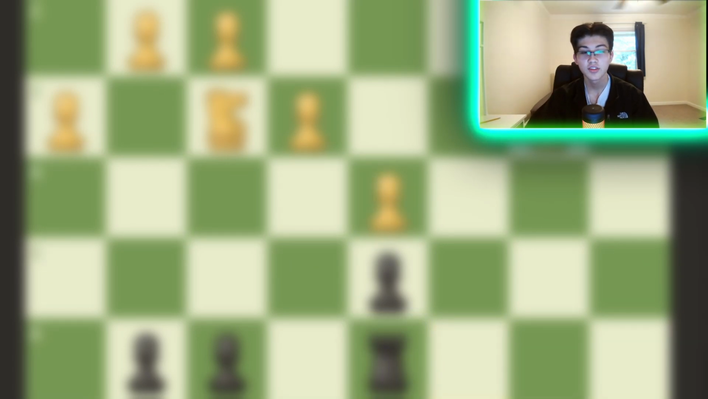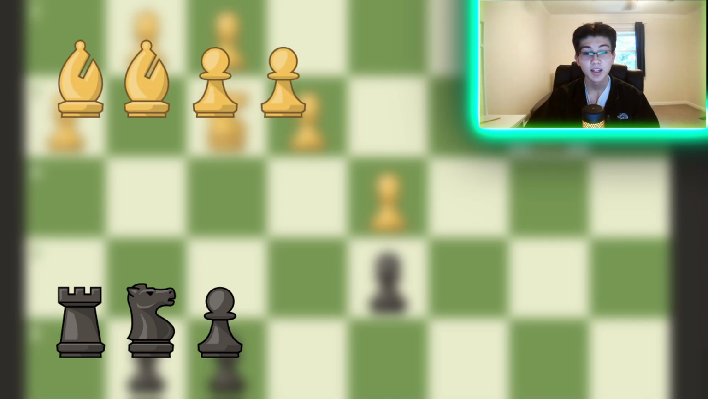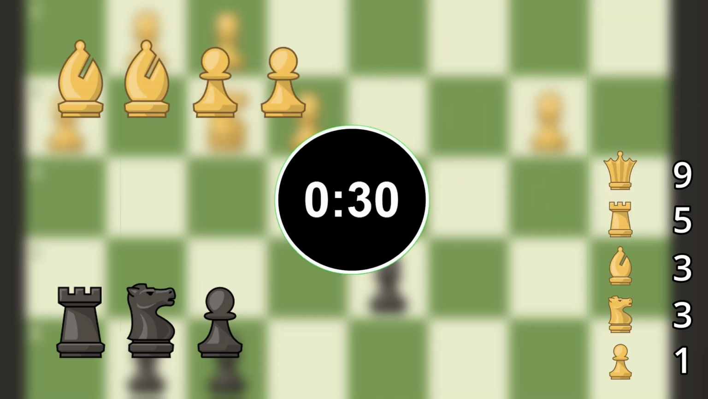Let's try another example. Let's say you capture a rook, knight, and pawn, and your opponent captures 2 bishops and 2 pawns. Take a moment and try to figure it out.